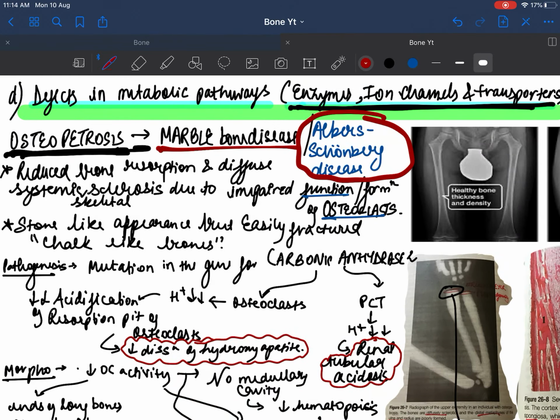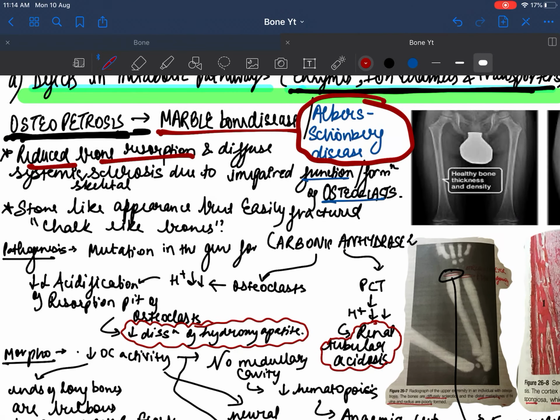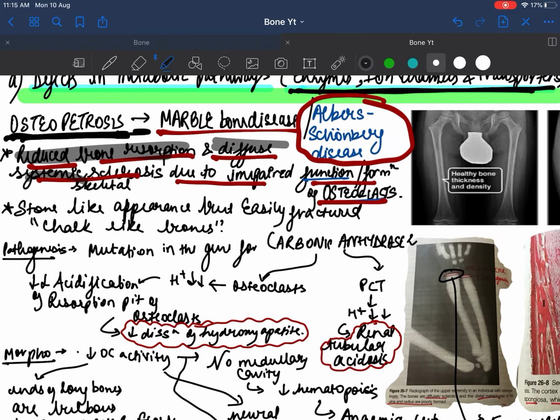So what happens in this disease? In osteopetrosis there is reduced bone resorption and diffuse systemic skeletal sclerosis due to impaired function or formation of osteoclasts. Easy to understand: if your osteoclasts are not working properly, bone resorption will not take place properly, and it will lead to diffuse systemic skeletal sclerosis in the future. So the two keywords here are reduced bone resorption and diffuse systemic skeletal sclerosis.